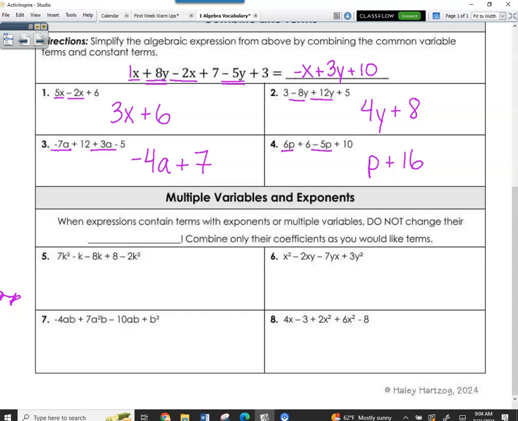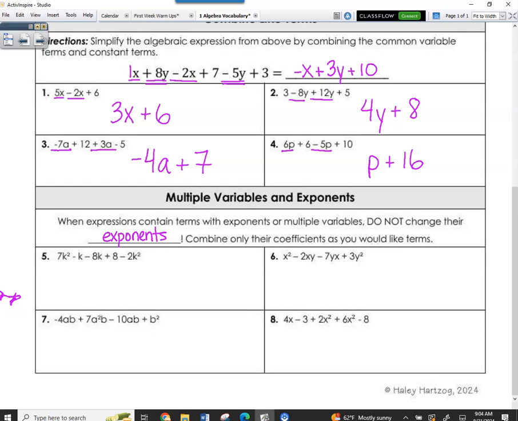When you are combining expressions that contain terms with exponents or multiple variables, you do not change their exponents. You just combine the coefficients. You'll notice this is the exact same thing as what we just did, but now there's a couple in here with exponents. This is just to let you know you still have to match the exact term. Same letter, same exponent. Order does not matter.